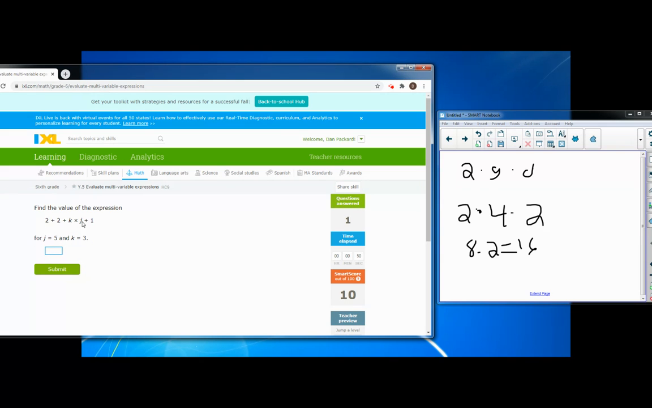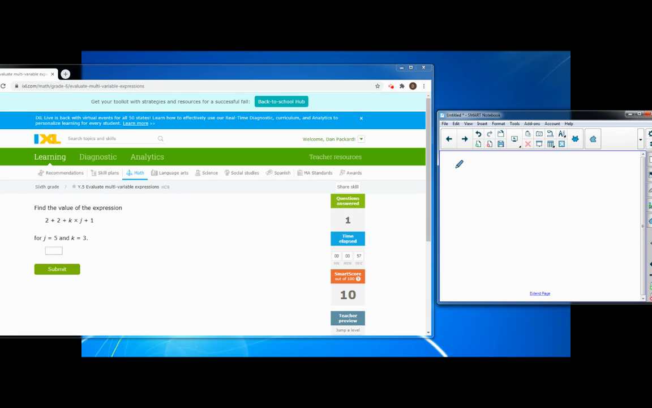This one, if it's this long, you really, really need to write it down. Do not try to do this in your head. So we're going to have 2 plus 2 plus K, which is 3. I'm going to go ahead and replace it right away. Times, I like to use the dot for multiply instead of the X. J is 5 plus 1. So now we're going to multiply before we add.